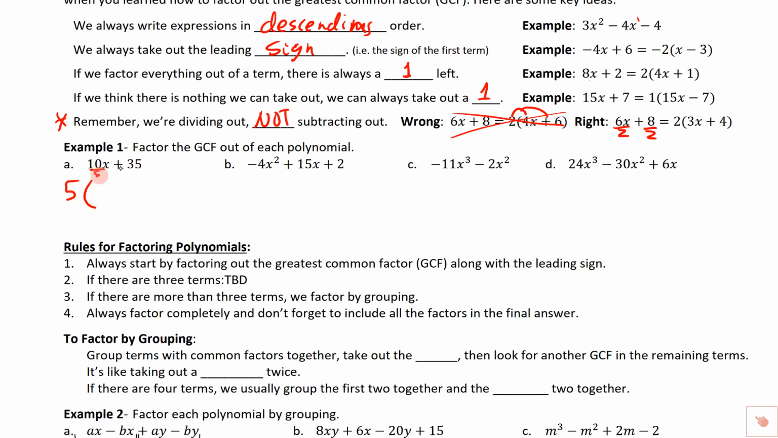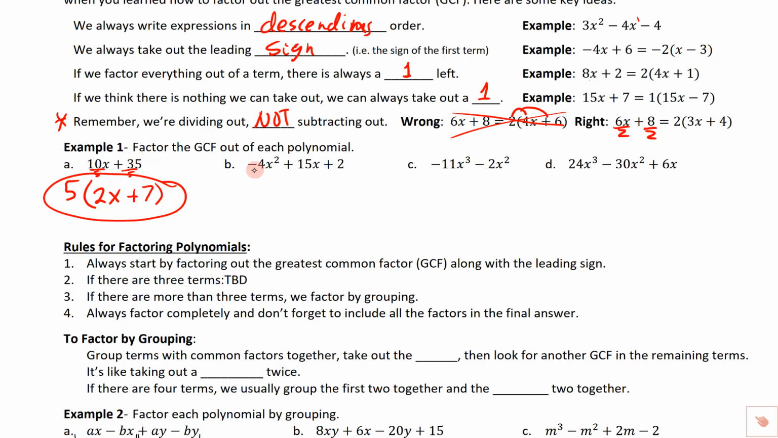So again, we're dividing each one of these by a 5. So if you take a 5 out of a 10, you're left with a 2x. And if you take a 5 out of a 35, you're left with a 7. So this right here would be the answer. We could distribute through and multiply. 5 times 2x is 10x, and 5 times 7 is 35. So we know we got the right answer there.